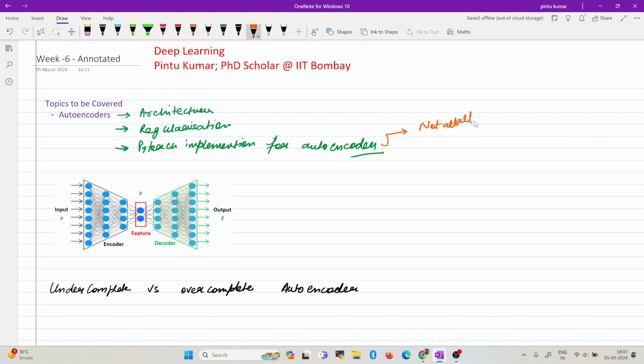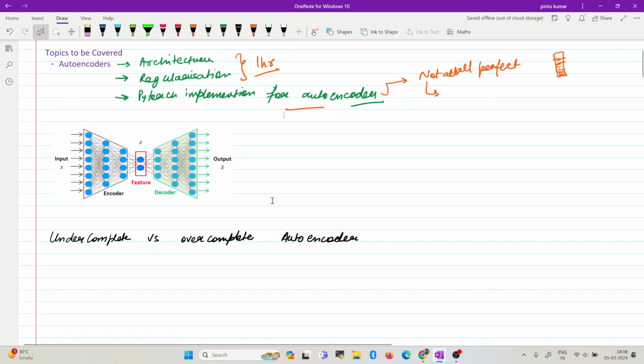I'll just give you an idea how an autoencoder architecture can be written in PyTorch, and would expect you to hypertune the model, try changing the hidden dimension and those kinds of things, and see how your result varies. So we'll try to cover this in the first 1 hour of the lecture, and whatever time is left with us, we'll go for the code.